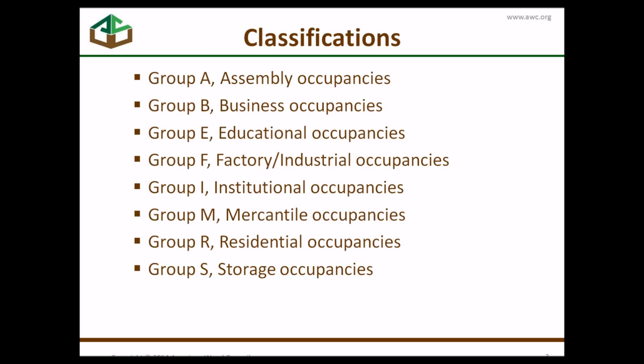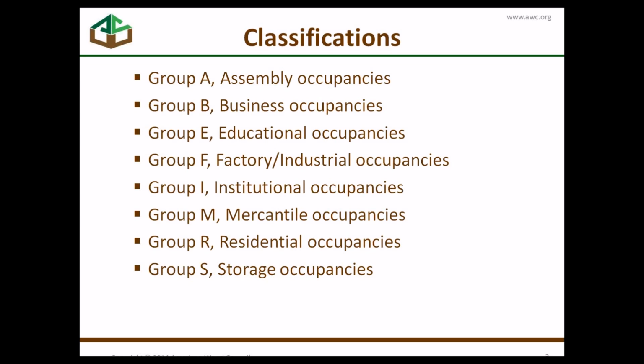This document addresses these use groups in the International Building Code. You're familiar with these use groups, I'm sure: A, B, E, F, I, M, R, S. Wood construction, of course, is possible in other use groups, but the scope of this document is these use groups.